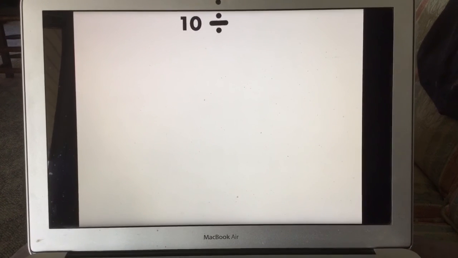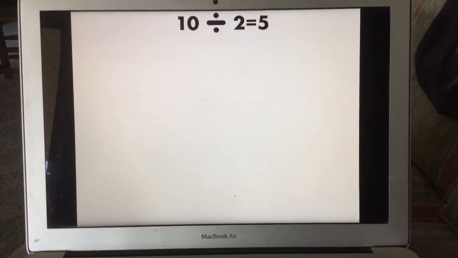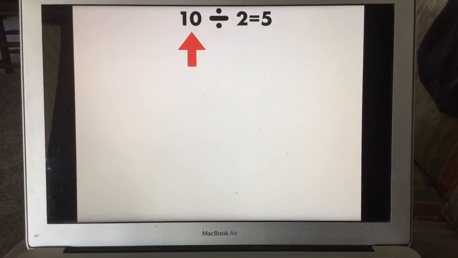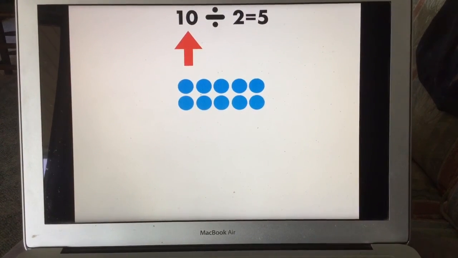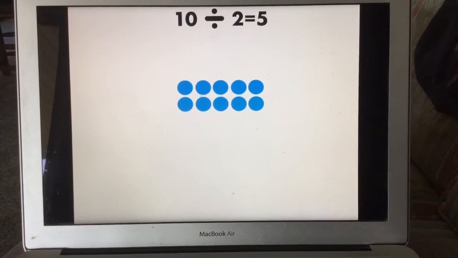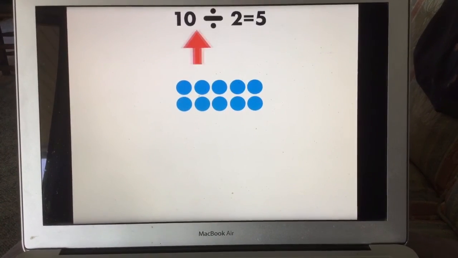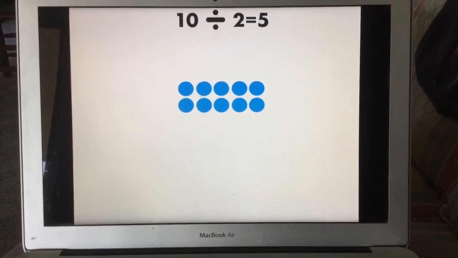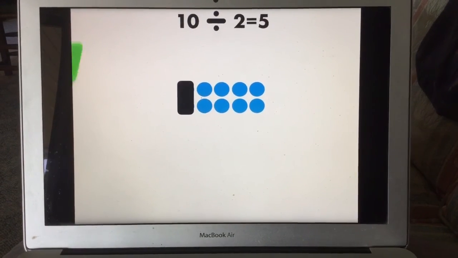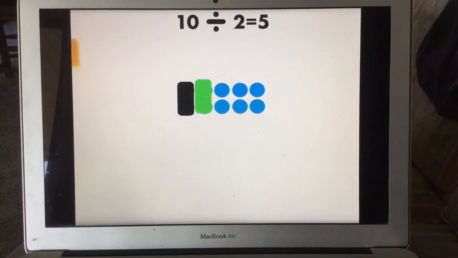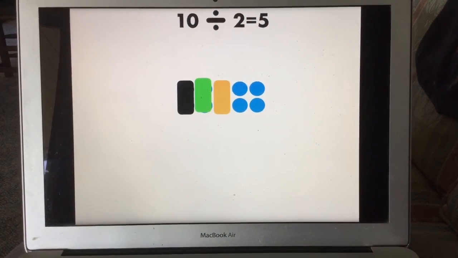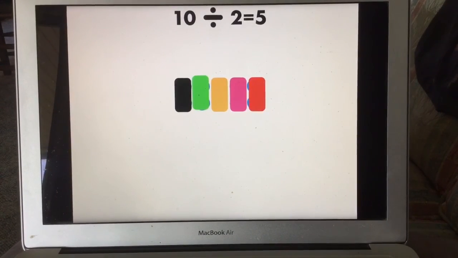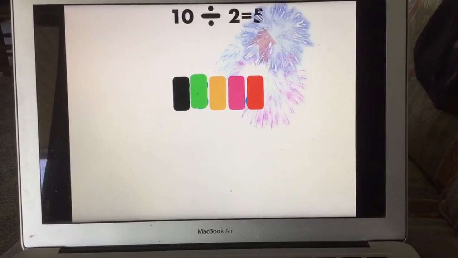Let's look at 10 divided by 2 equals 5. So we're going to look at our first number. That's the 10. There's our 10. Divided by 2. So how many things are going to be in our group? There's going to be 2 things in each group. And when we count all of our groups, we have 5.